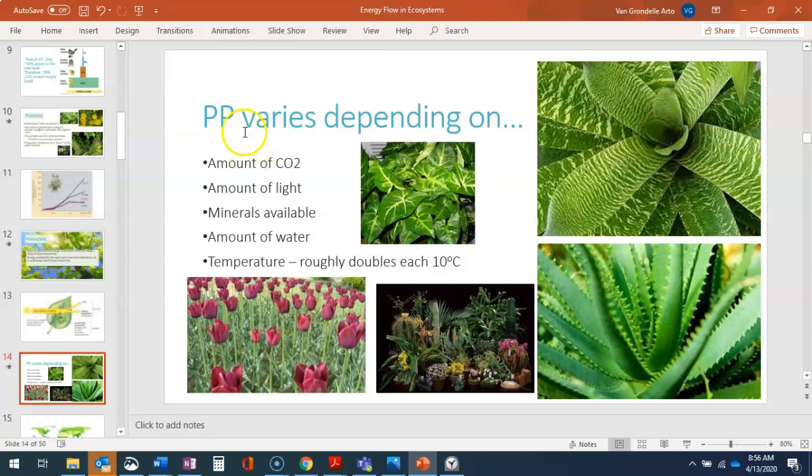Okay, and primary productivity varies depending on, these can be limiting factors. Amount of CO2 in the air can be a limiting factor. The amount of light, obviously, is a limiting factor. Minerals available in the soil, we just mentioned nitrogen and phosphorus especially, can be a limiting factor.